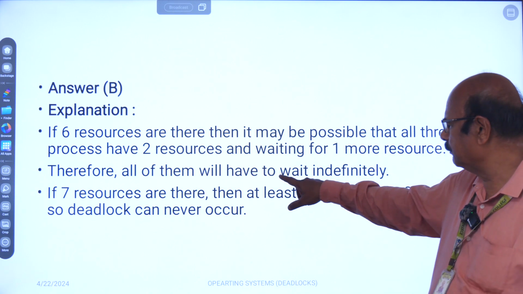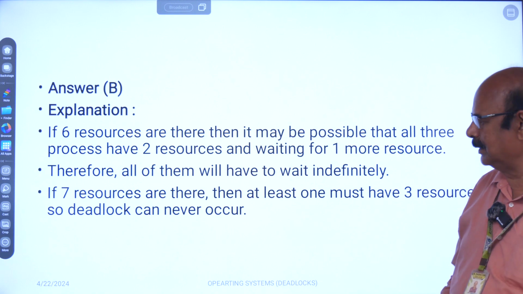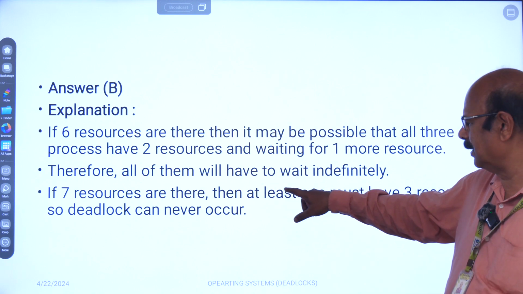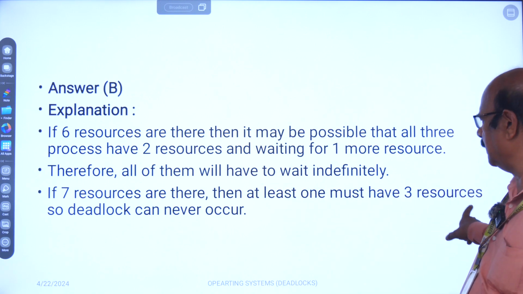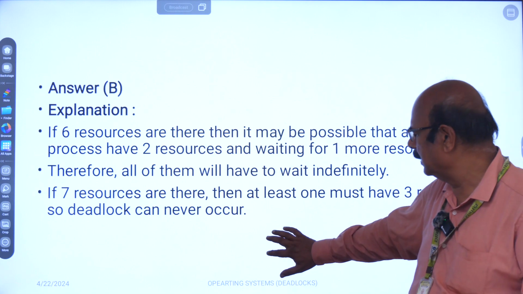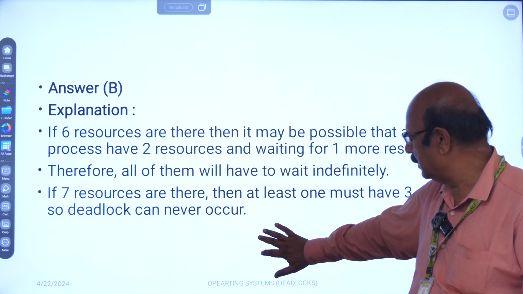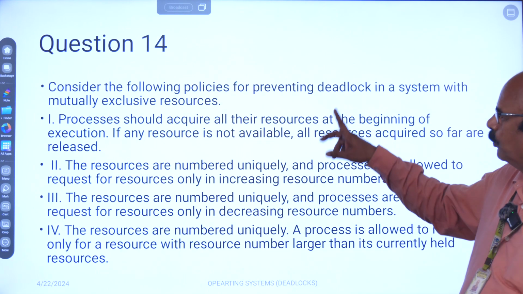Therefore, all of them will have to wait indefinitely. So that is the thing. If 7 resources are there, then at least one process must have 3 resources, so deadlock can never occur. So that's why we are moving on to question number 14.